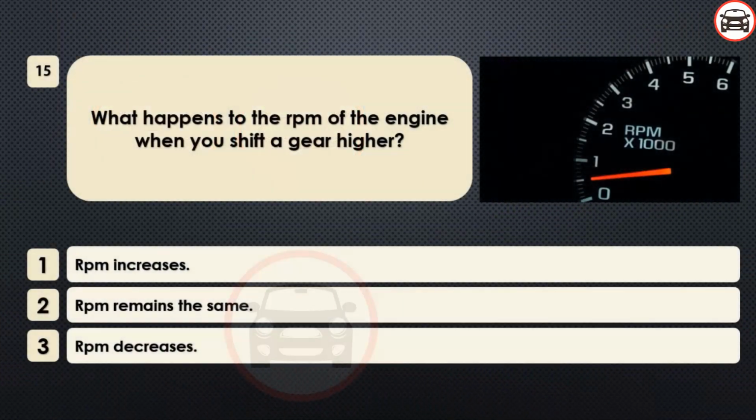What happens to the RPM of the engine when you shift a gear higher? 1. RPM increases. 2. RPM remains the same. 3. RPM decreases.